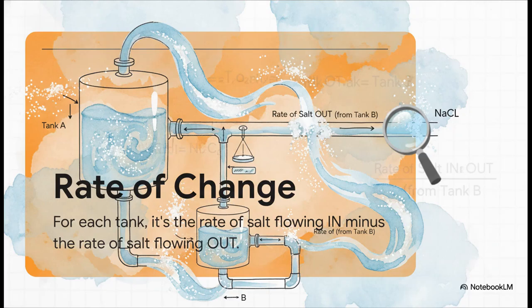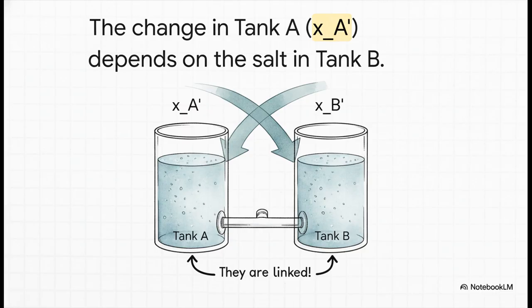At the heart of any differential equation is this core idea of a rate of change. So for tank A, its change in salt is just the rate of salt in minus the rate of salt out. Salt flows in from tank B and salt flows out to tank B. And that rate all depends on the concentration, the amount of salt divided by the total volume of water. And boom, here it is. This is what that whole process looks like in the language of math.